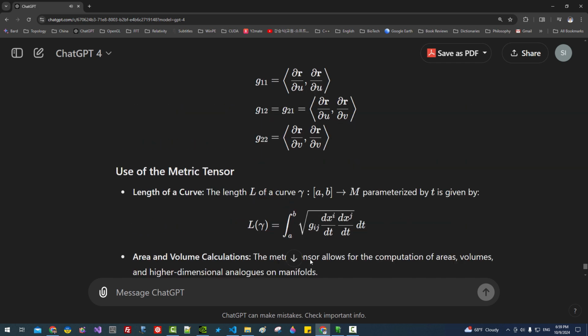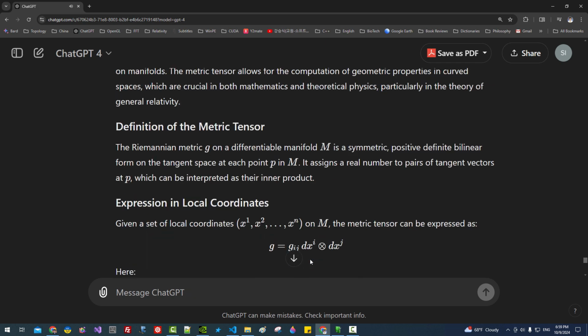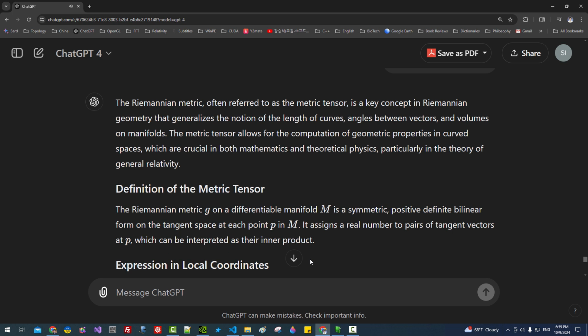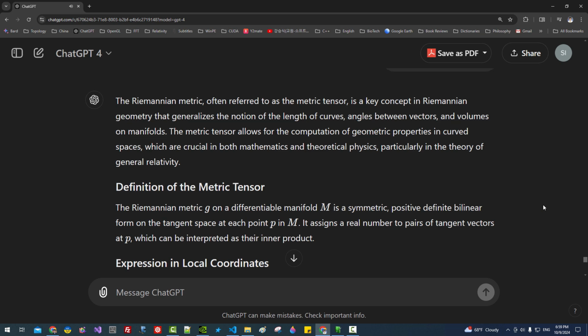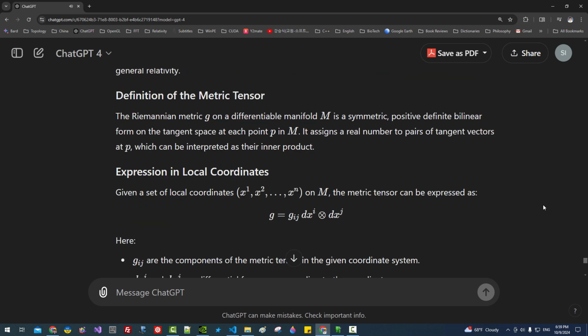The Riemannian metric, often referred to as the metric tensor, is a key concept in Riemannian geometry that generalizes the notion of the length of curves, angles between vectors, and volumes on manifolds. The metric tensor allows for the computation of geometric properties in curved spaces, which are crucial in both mathematics and theoretical physics, particularly in the theory of general relativity. Definition of the metric tensor.